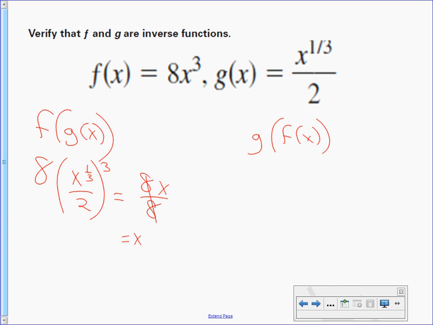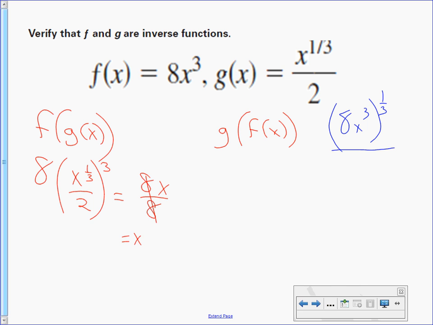Do the same thing on the other side. F of g of x. So I have 8x cubed to the 1/3 over 2. Once again, the 1/3 power means cube root. What's the cube root of 8? 2. And the cube root of x cubed? X. So you get 2x over 2. Lo and behold, are those two inverses of one another?